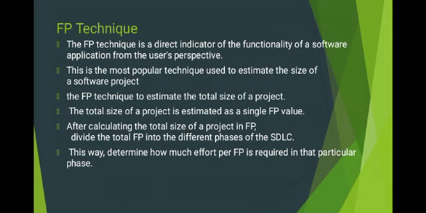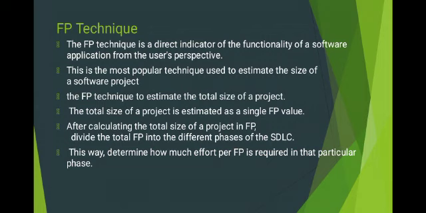The FP technique is used to estimate the total size of a project. The total size of the project is estimated as a single FP value. After calculating the total size of the project in FP, we divide the total FP into the different phases of the SDLC. SDLC means software development life cycle. This way we determine how much effort per FP is required in a particular phase.